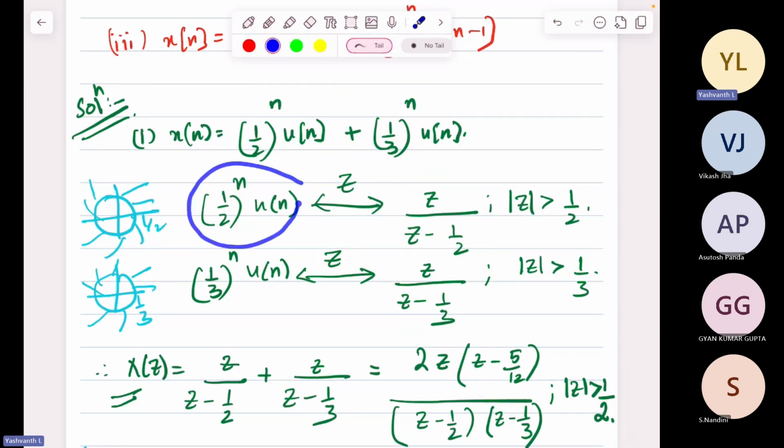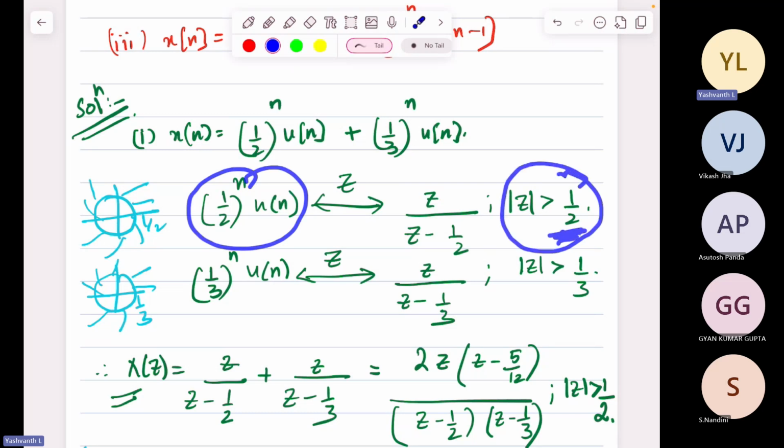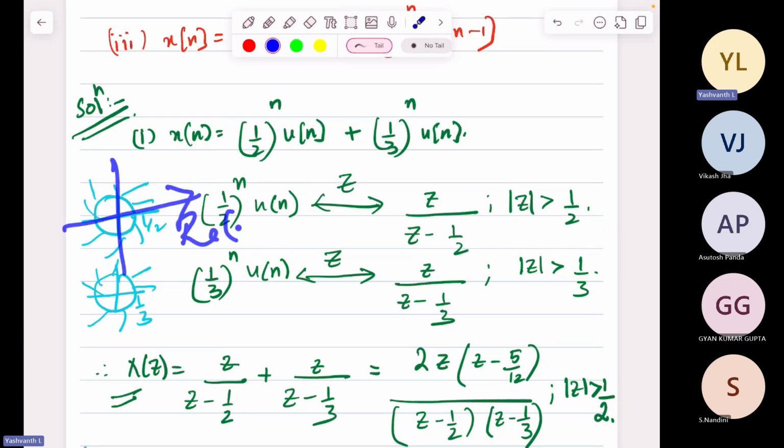So (1/2)^n u[n] has a Z transform z/(z - 1/2) with ROC |z| > 1/2. That's because it's a right-sided signal, so the ROC is the exterior part of the circle with a = 1/2. On the plane, you have the real part of z on the x-axis and the imaginary part of z on the y-axis. You draw a circle at |z| = 1/2, and outside the circle is the ROC for the first term.